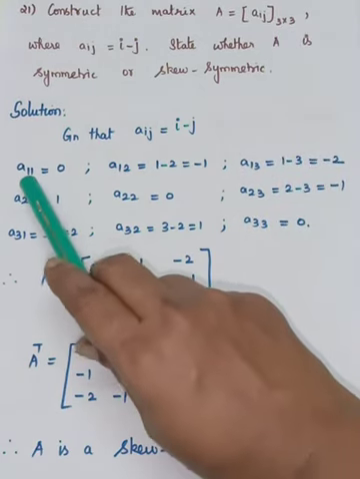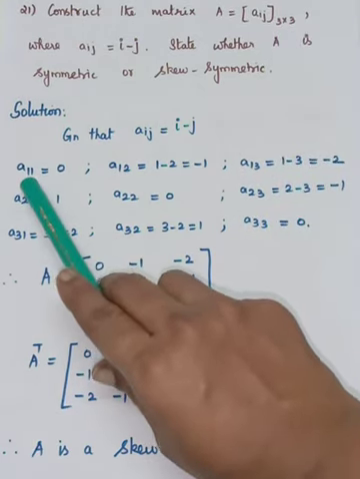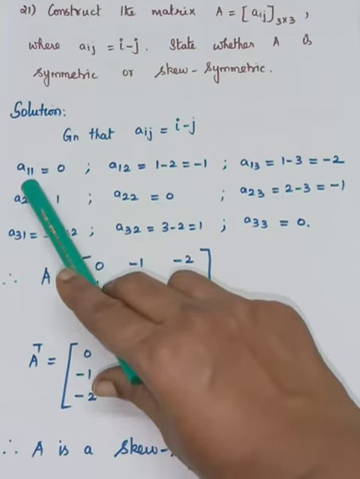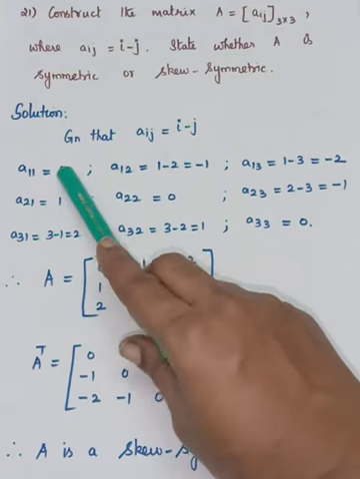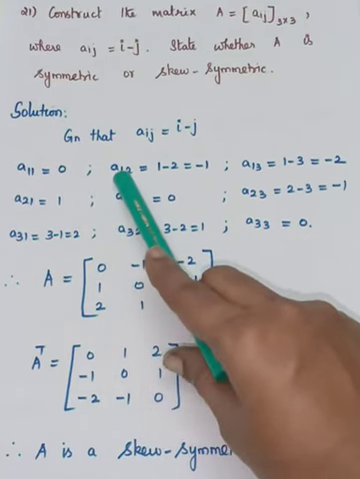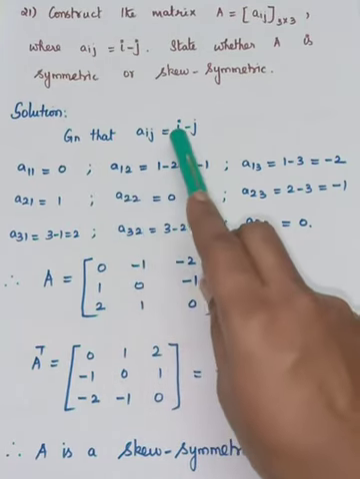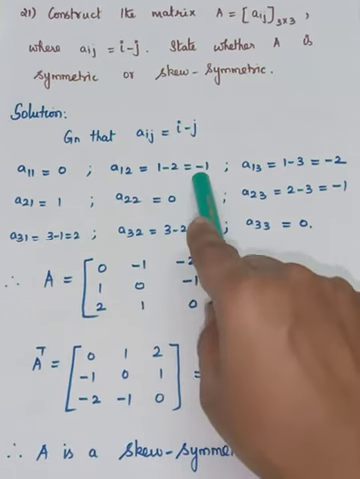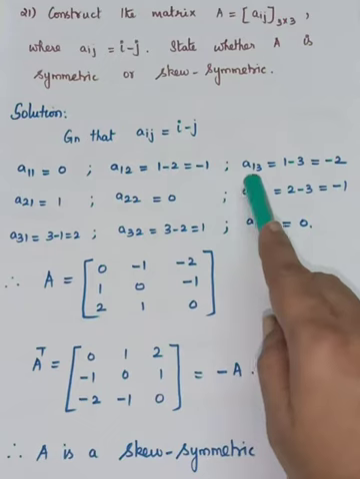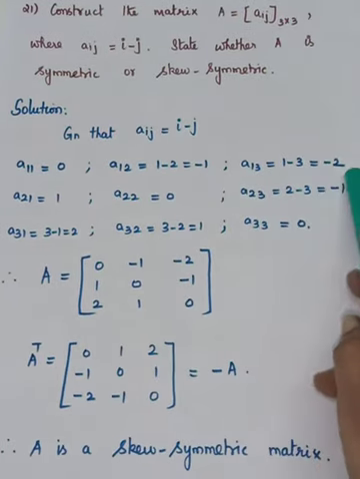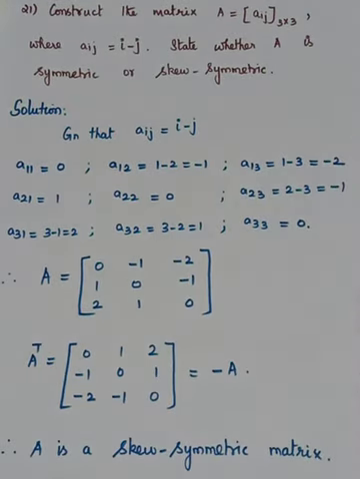First I'll go for the element A11, the element present in the first row, first column. Here i is 1 and j is 1, so 1 minus 1 is 0. Next we go for A12, first row, second column. So 1 minus 2, that is minus 1. A13: here i minus j, i is 1 and j is 3, so 1 minus 3 is equal to minus 2. We need not go for A14 because it is 3 rows and 3 columns.